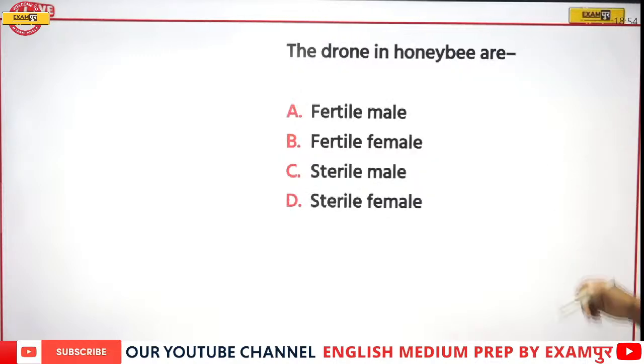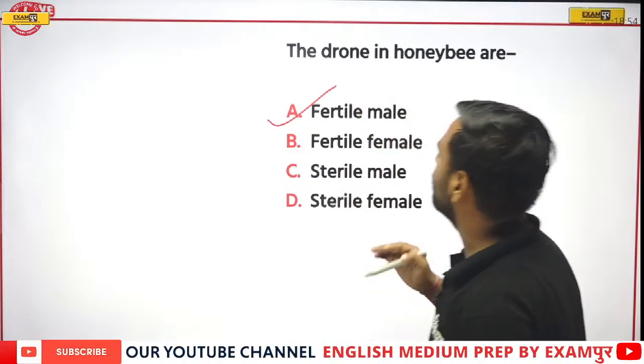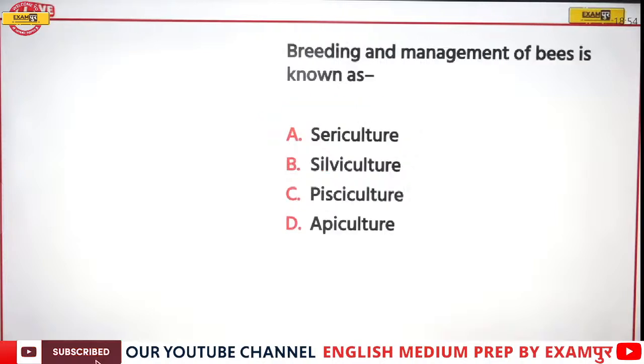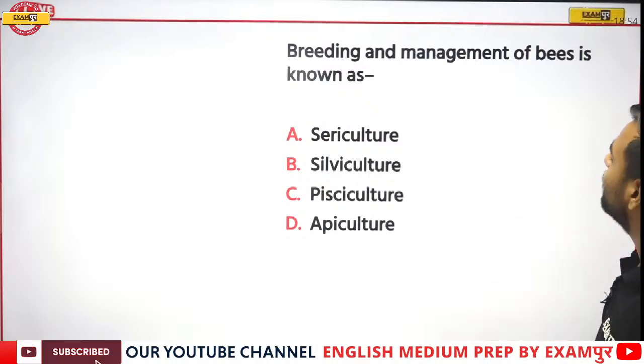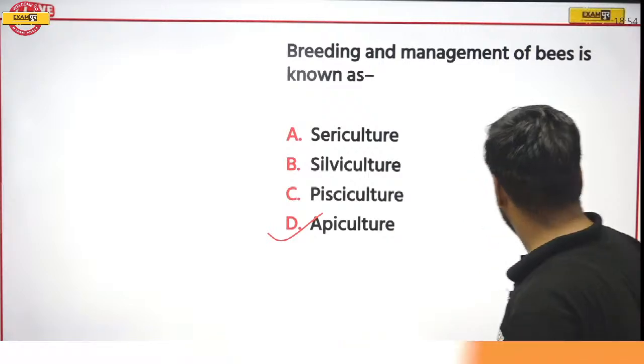Then the drone in honeybee are, so if I talk about the drone in honeybee, they are fertile males who are actually fertilizing the egg of a queen honeybee. Then breeding and management of bees is known as what? If I talk about the breeding and management of bees, it is actually known as apiculture. So yes, apiculture is the correct answer.